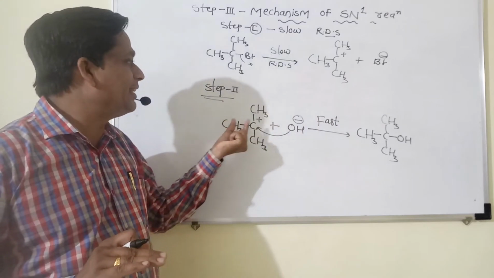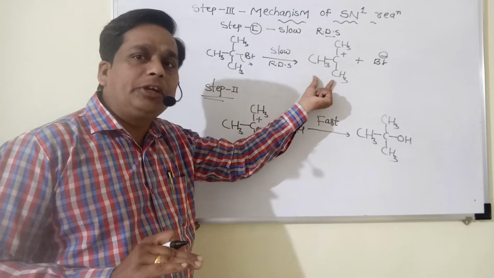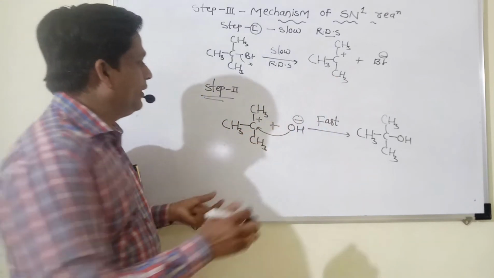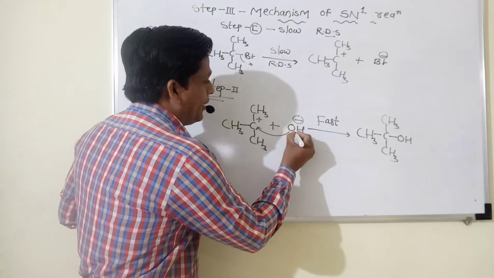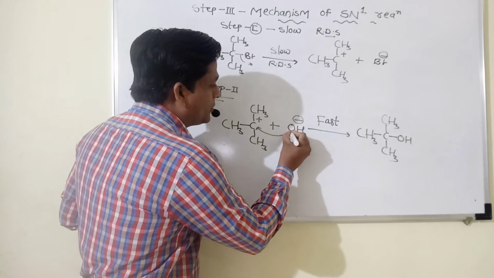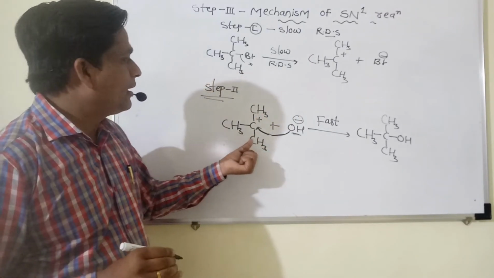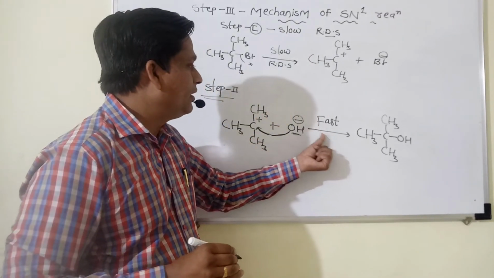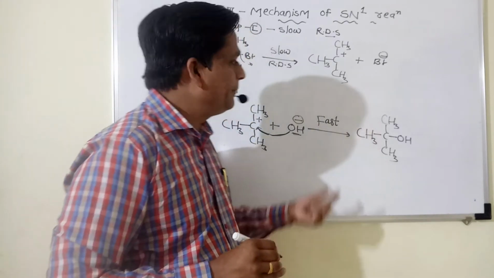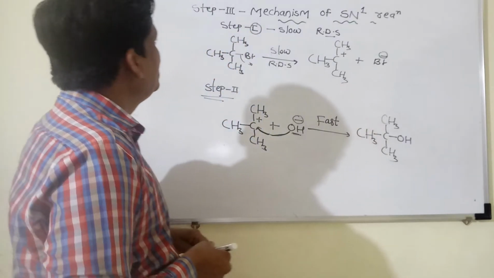In the second step, whatever carbocation we get in the first step reacts with the nucleophile. That means the nucleophile, the OH group, will attack the carbon atom, and we get tertiary butyl alcohol. So this is the mechanism.